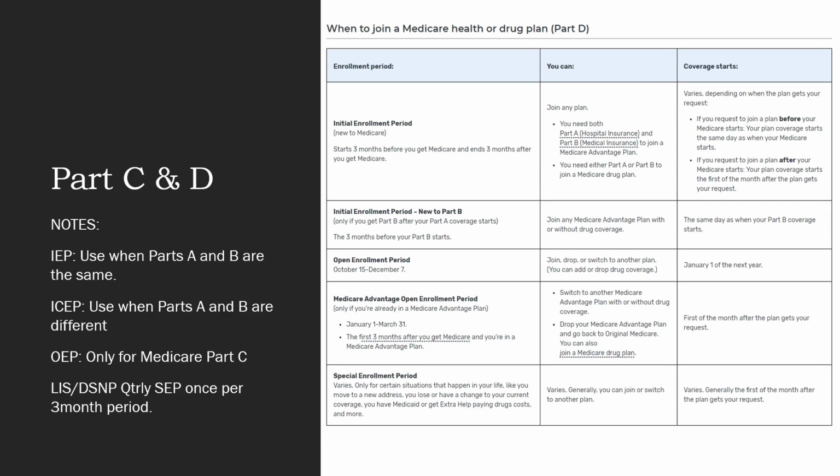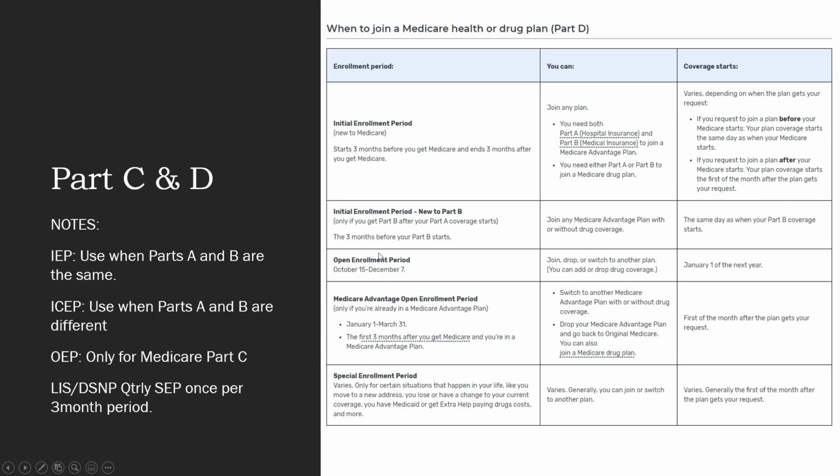So if they have a different Part A and B start date, you would use this initial enrollment period, but you would need to use the ICEP form. I know it's confusing because they only have IEP here, but you need to use the ICEP form, and this is used when parts A and B dates are different and it's their initial sign-up date for a Medicare Advantage plan or a Part D drug plan.